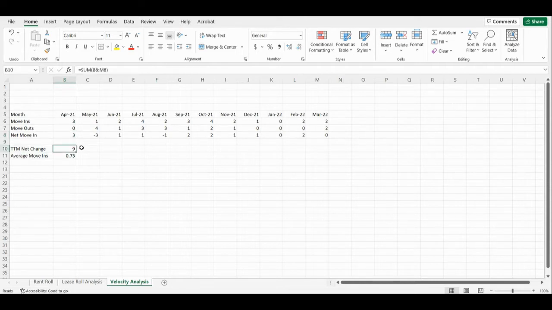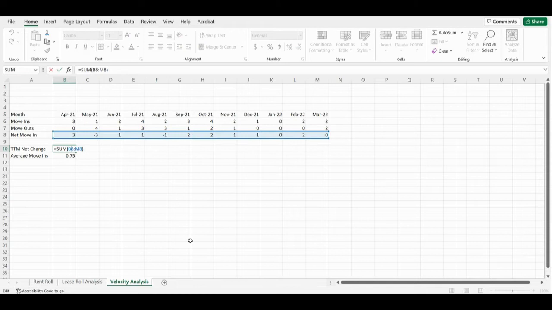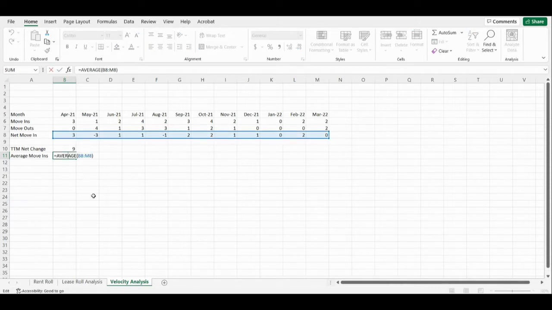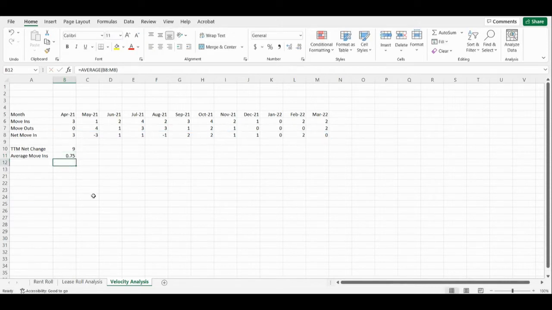Down here, you can perform any calculations that you might think are necessary for your analysis. So these are two common calcs that someone might run as they're analyzing a real estate velocity analysis. So just the trailing 12-month net change in occupancy for the property. This is just the sum of the net move-in row. Another useful column is average move-ins per month. So you would just average the move-in row.